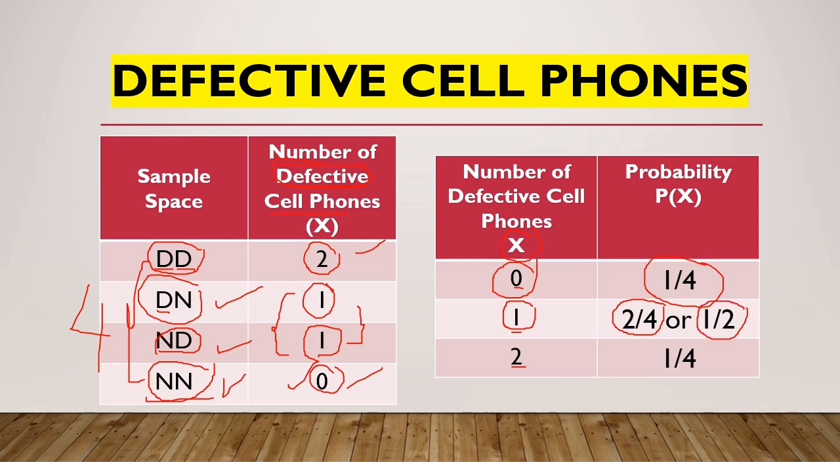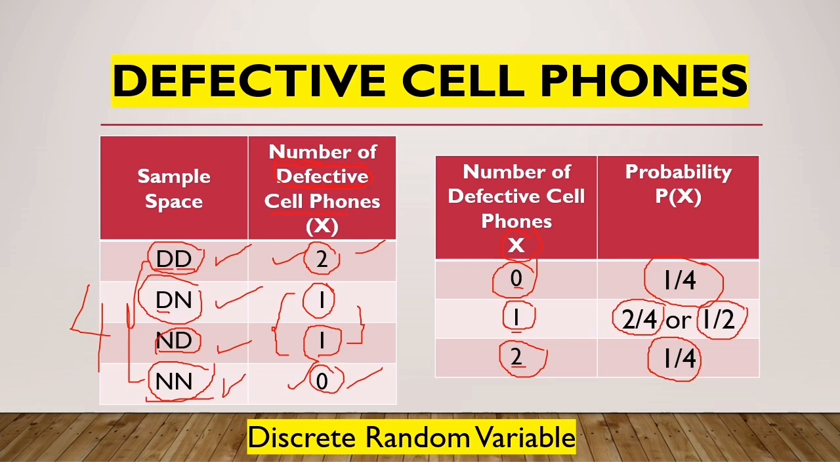The last one is 2. What is the probability that the number of defective cell phones is 2? So the answer is 1 out of 4 because we have here 2 defective cell phones as in our first outcome represented by DD. So we only have 1 outcome that has 2 defective cell phones. So I hope you understand that.